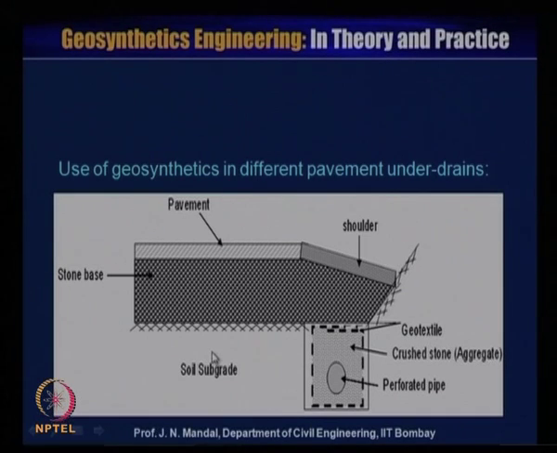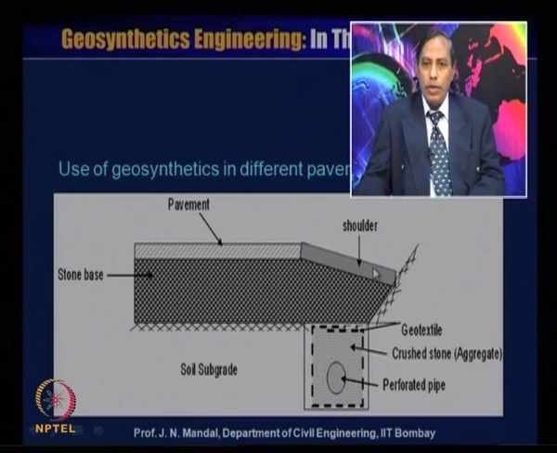This is the soil subgrade, this is the stone base, this is the pavement, this portion is the shoulder, and this is the drainage part. You can see we can provide crushed stone or aggregate, wrapped with the geotextile material, and this is a perforated pipe, which is optional. Whenever rain water percolates through the pavement to the stone base, it then passes through this drain. So, there should not be any clogging.